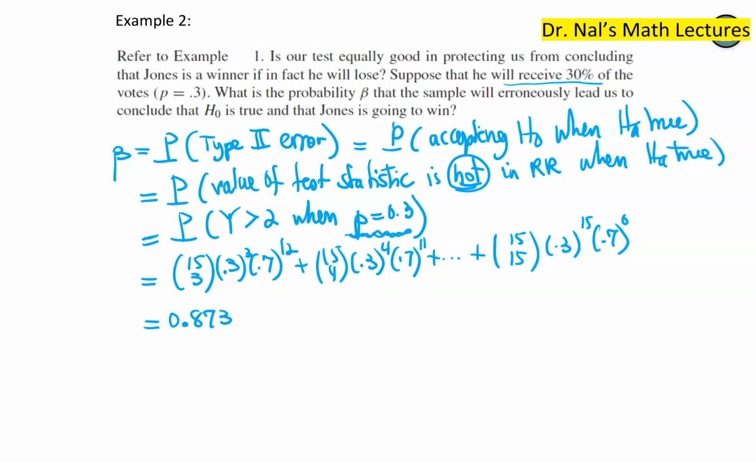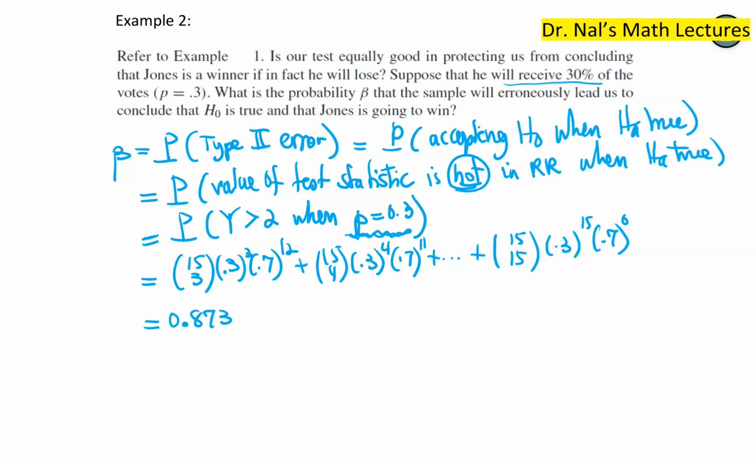So in general, our test will usually lead us to a conclusion where Johns will be declared a winner, whereas in fact, he's far from being a winner. He can barely get 30% of the vote. Does that make sense? So we are very unlikely to commit a type 1 error, but extremely likely to commit a type 2 error. Does that make sense?